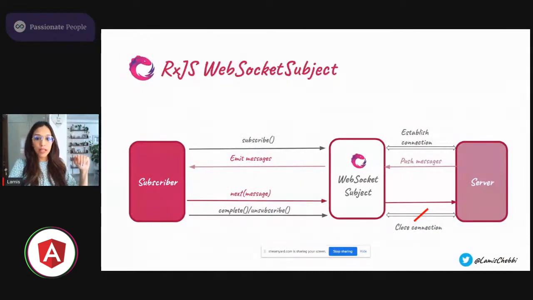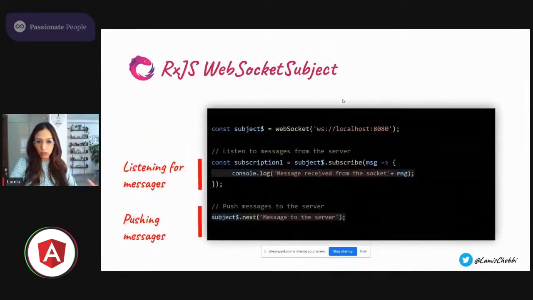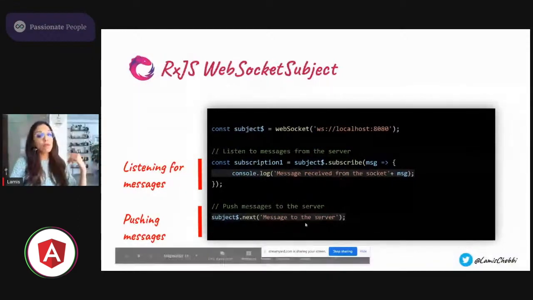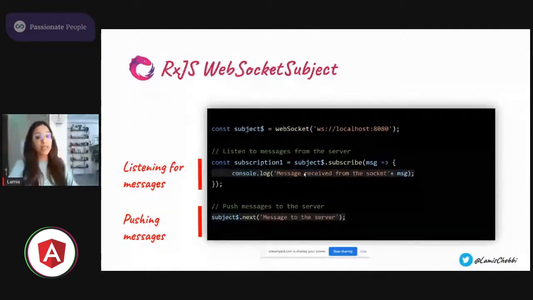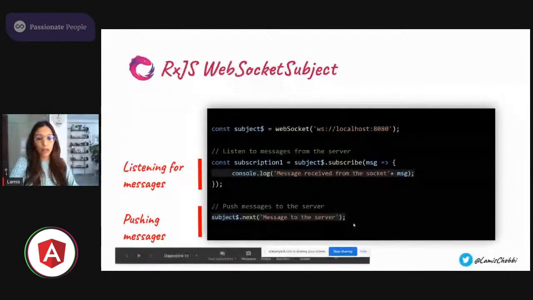And if I translate this into code, it will look like this. Here I am calling the WebSocket factory function with the string parameter representing my WebSocket endpoint. To listen to upcoming messages from the server, I subscribe to this subject, and this way I can receive messages. And to push messages to the server, so this is for the outgoing messages, the other way, I just call the next method and put my message. So this is the basic example.